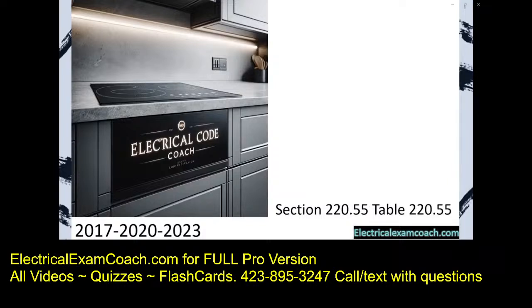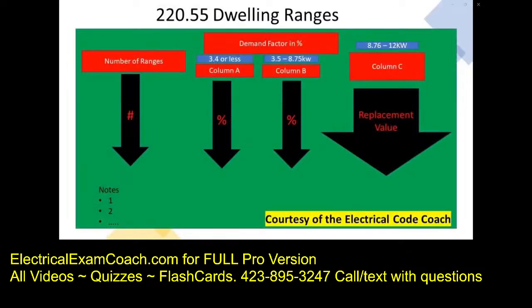Let's get to it. When we get to table 220.55, we're going to read the black bold heading at the top of the table to make sure that we're in the right table. Then, starting on the left-hand side, we're going to find our number of ranges. 1, 2, 3, 4, 5, and so on and so forth. Then we're going to notice that there's 3 different columns. They're really in 2 different groups.